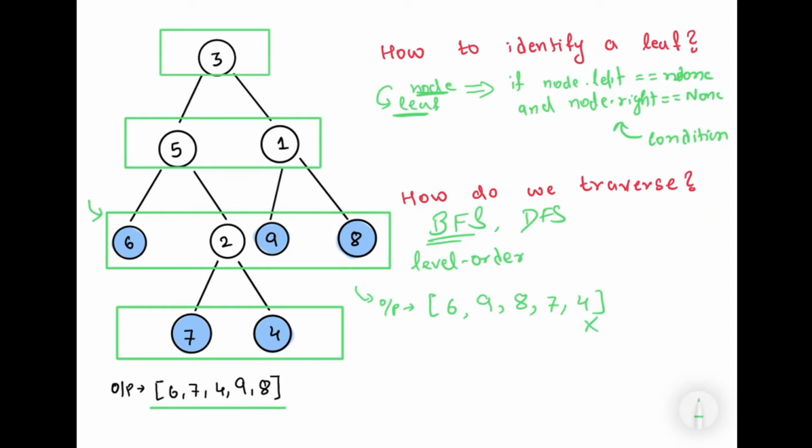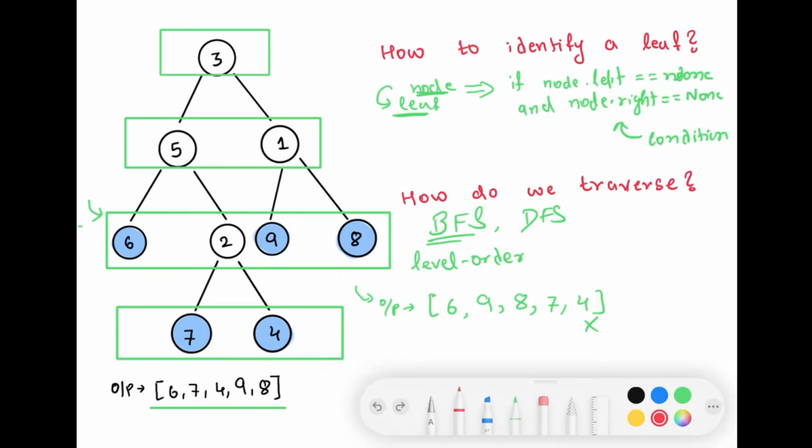So breadth first search is not going to work for us because it's just going to give us all the leaves at a level, irrespective of going from left to right. We want to iterate in this fashion, right? So I'll just change the color to make it clear. What we want to do is iterate like this.